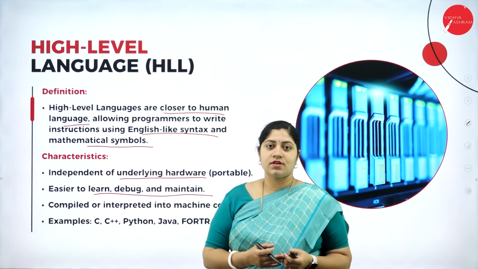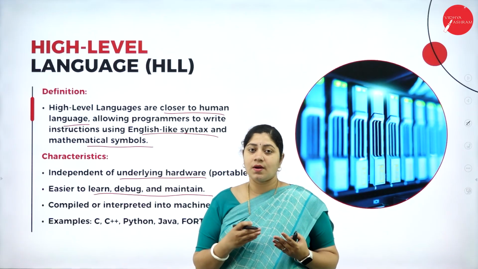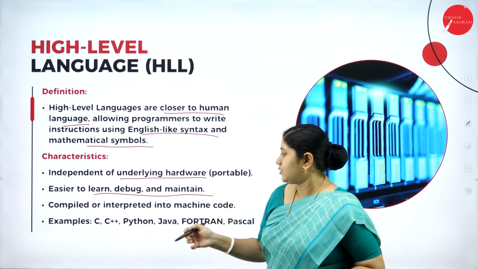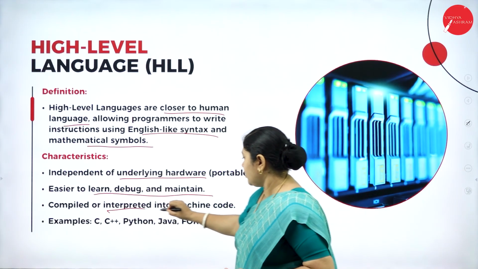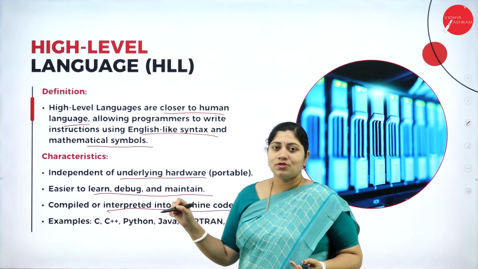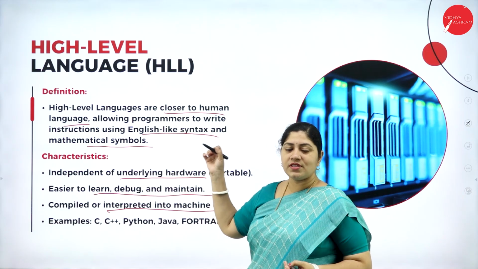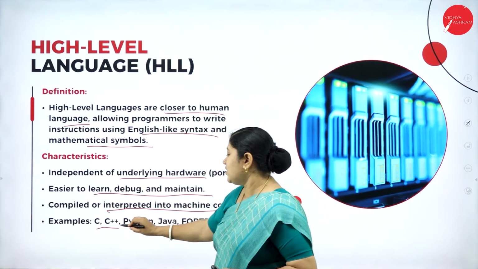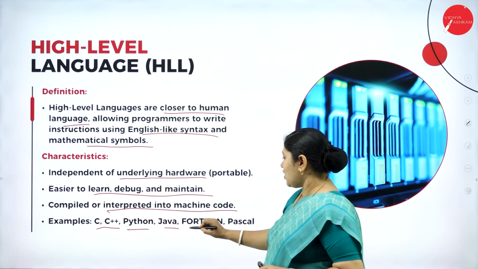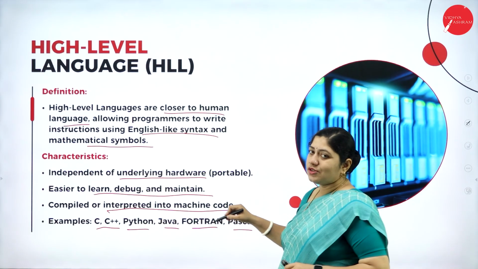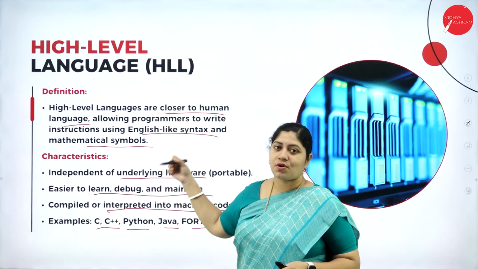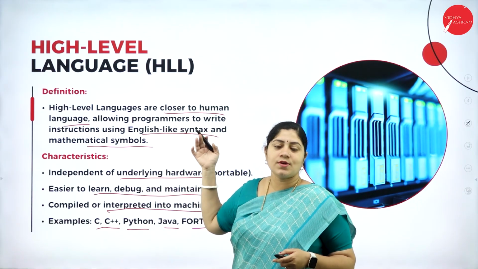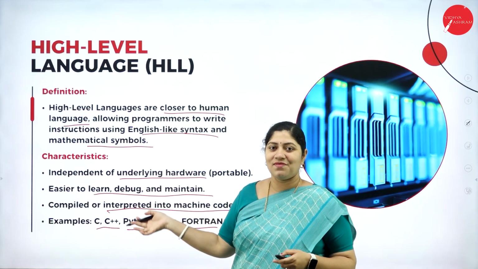The third characteristic is that HLL is compiled or interpreted into machine code. So that's the next characteristic. It is interpreted into machine code. So let's see a few examples of this high level language. It starts from C, C++, Python, Java, Fortran, and Pascal. So these are a few key examples of high level languages. Over here, let's see the image. So this is all about HLL, that's high level language.